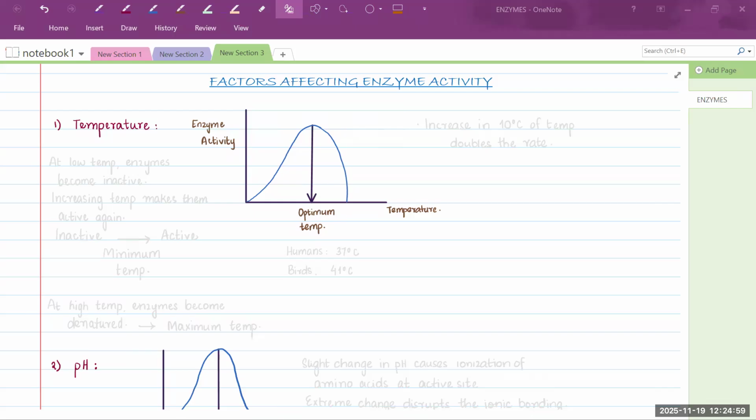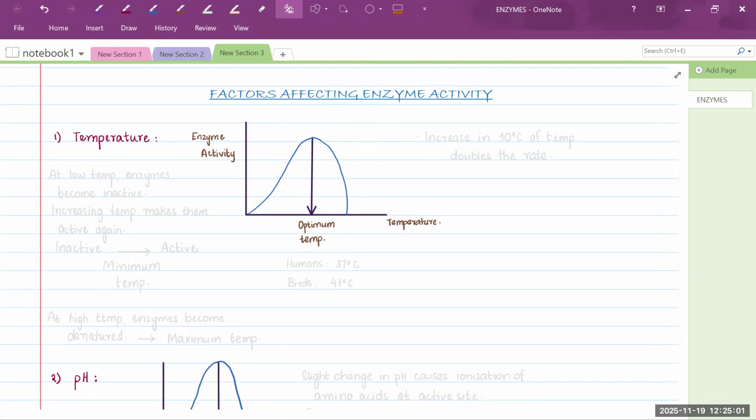Now moving on to the factors affecting enzyme activity. First of all, we'll do the very OG one, which is temperature. In temperature, you need to remember three types of temperature. First of all, we'll see the graph, and then we'll move on to which three types of temperature we need to know. So we can see, as the temperature is increasing, enzyme activity is increasing. It reaches the max here, and it reaches the max at the optimum temperature. The temperature at which the enzyme reaches its maximum activity is known as the optimum temperature.